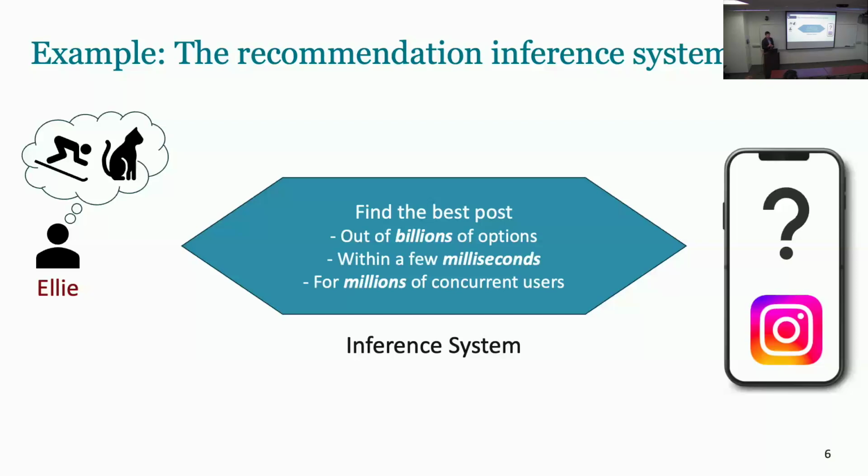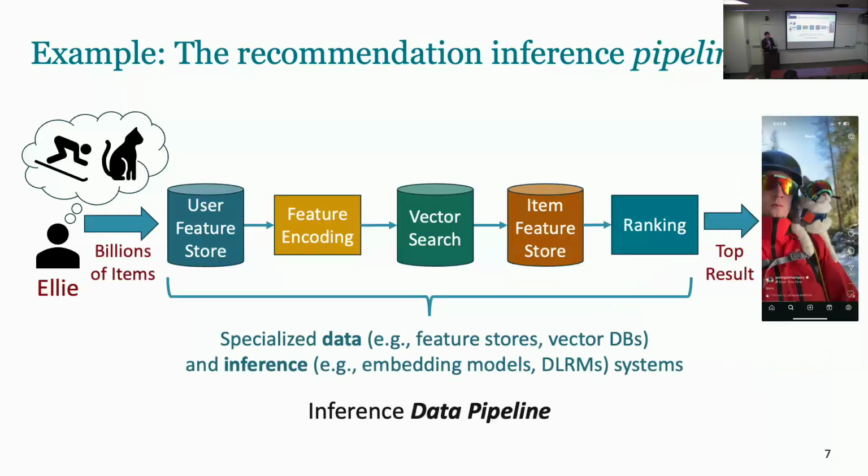So what's deployed in production in the real world is not just one component, one system. It's a pipeline with many specialized data systems, like feature stores, vector databases, DBMSs, that work alongside inference components, accelerators running a diverse set of models, like embedding models or deep learning recommendation models. All of these different components throughout this pipeline work together to take loads of items and find the best one to show, instantly.